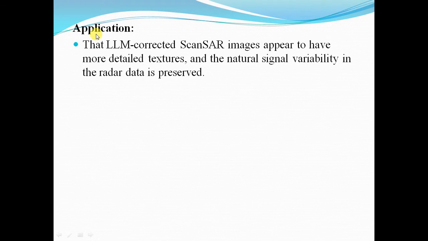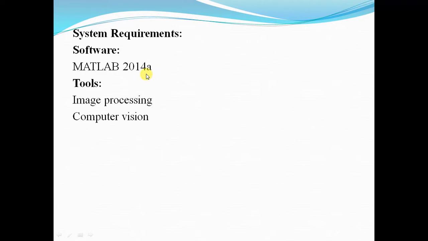The application of this project is that the linear mapping is corrected by using these scan SAR images, which helps us to get more detail of the structure as well as the natural signal variability where the radar data is preserved. The software requirement of this project is MATLAB 2014a, and the tools used in this project are image processing and computer vision.